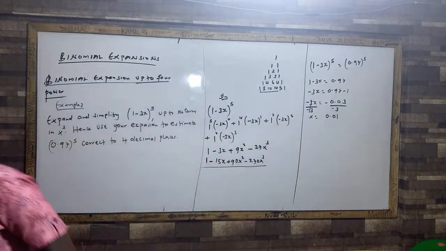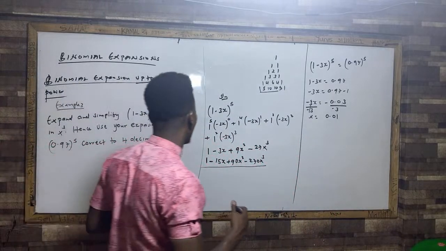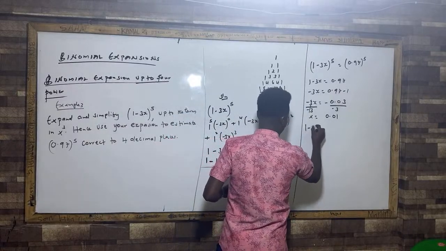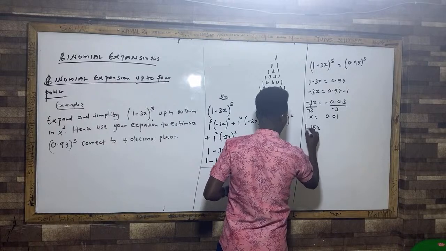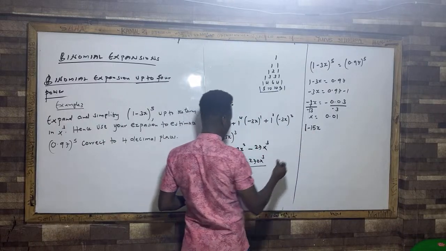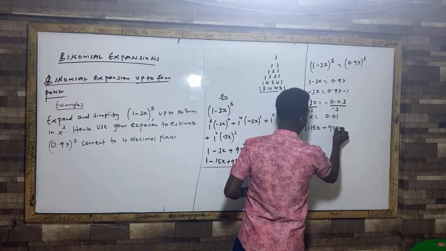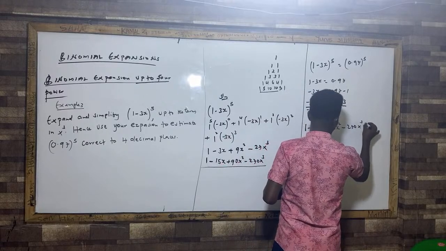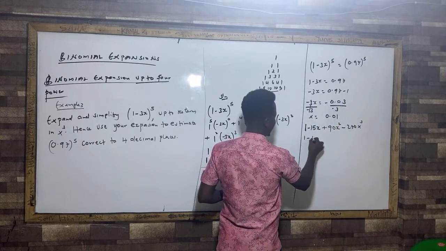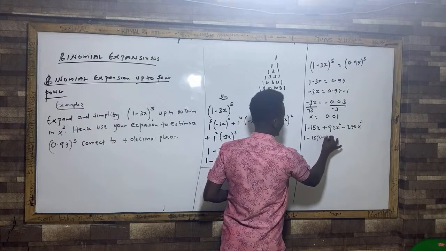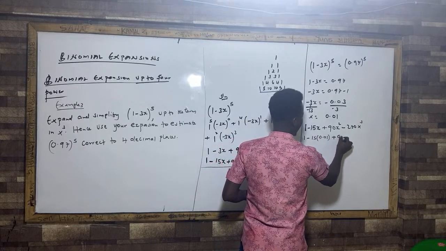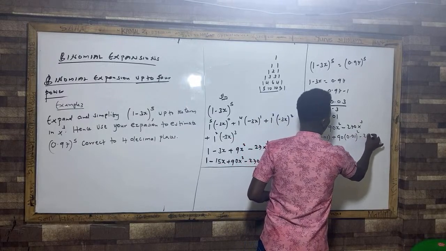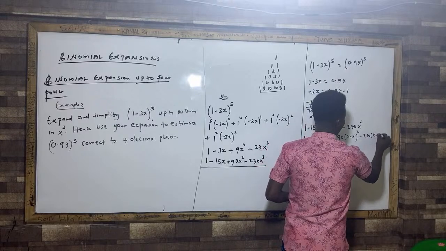So how are you going to solve? The question here is, how are you going to solve? Take this value and insert here. We have 1 minus 15x plus 90x squared minus 270x to the power of 3. So I'll say 1 minus 15 into the value of x, plus 90 into 0.01 squared minus 270 into 0.01 cubed.